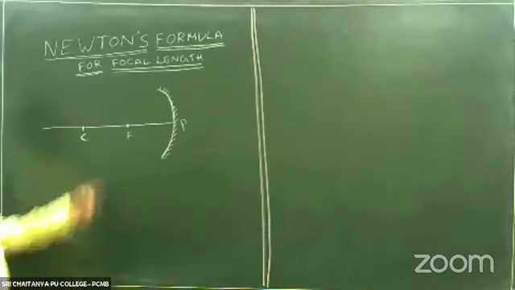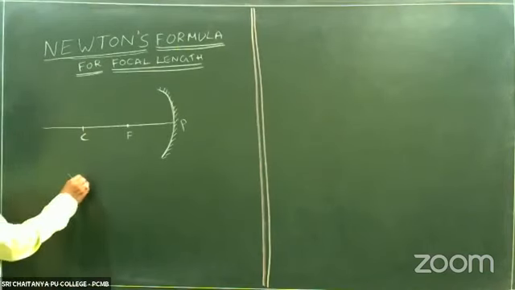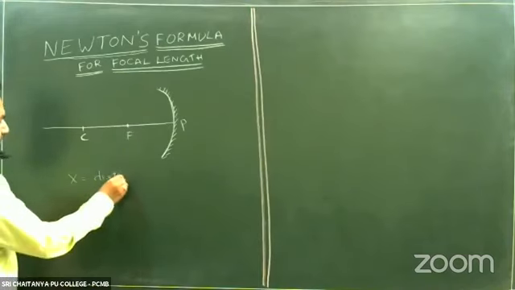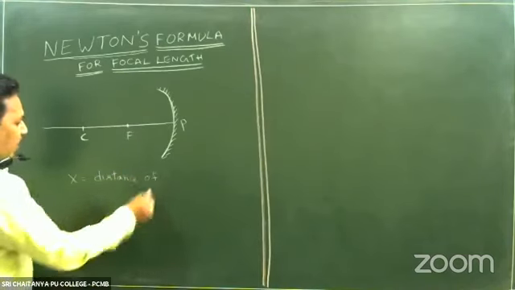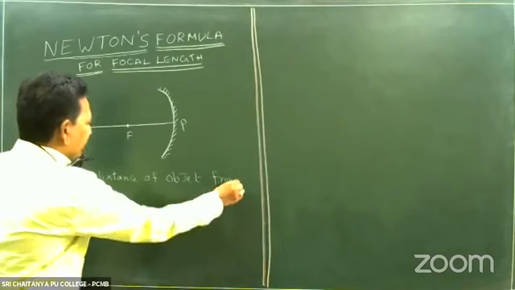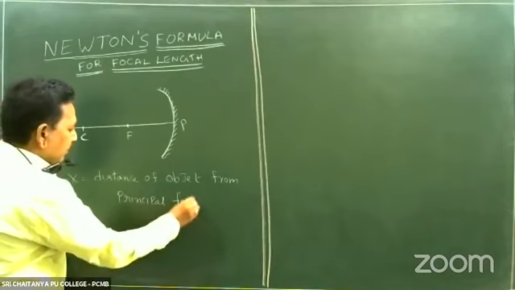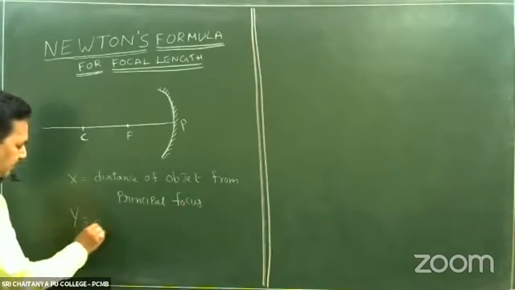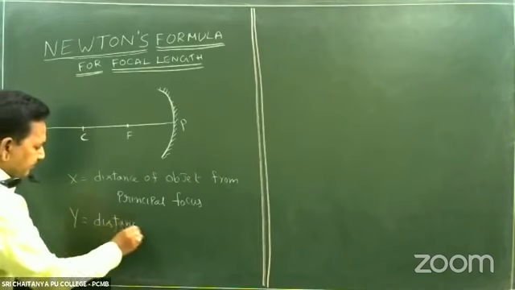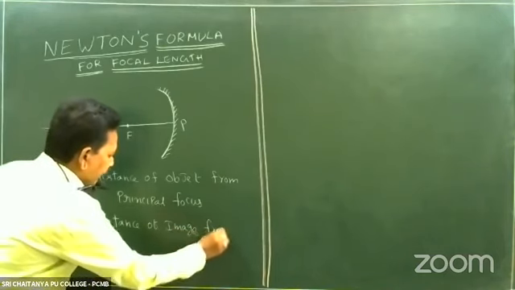Now let us go to the next topic: Newton's formula for the focal length of the mirror. x is the distance of the object from the principal focus. y is the distance of the image from the principal focus.